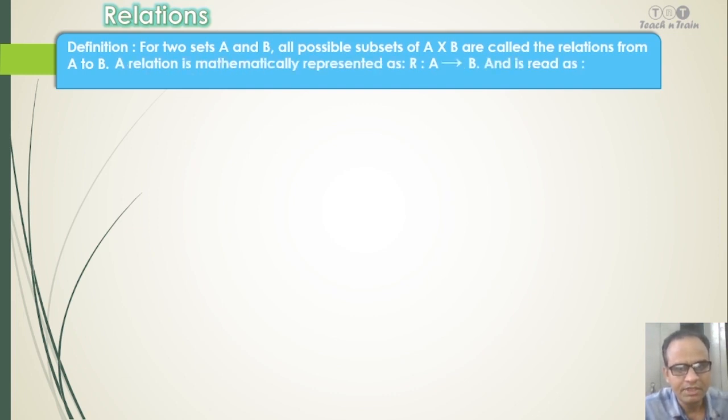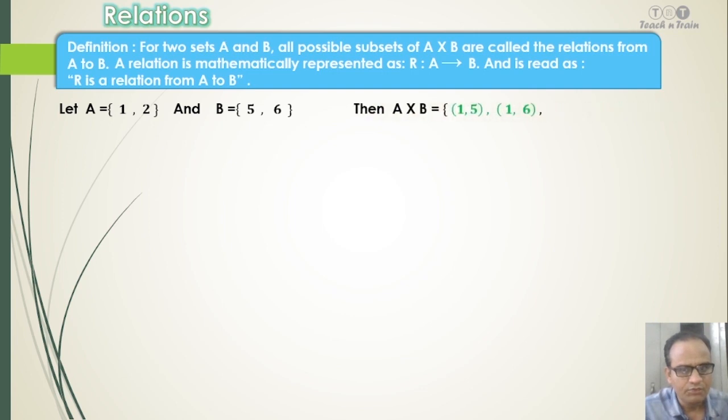A relation is mathematically represented as R: A → B, and it is read as R is a relation from A to B. Let's take two sets A and B such that the elements of A are 1, 2 and that of set B are 5, 6. If we multiply set A and set B, then we will get results like this: (1, 5), (1, 6), (2, 5) and (2, 6).